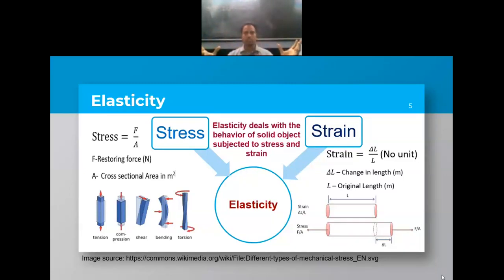Now, what is elasticity? Elasticity deals with the behavior of a solid object subjected to stress and strain. Overall, it is a measure of stress and strain.